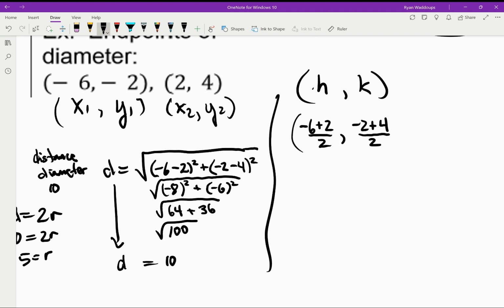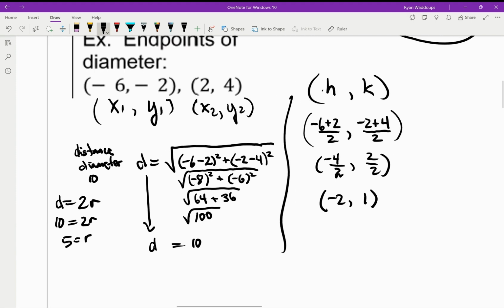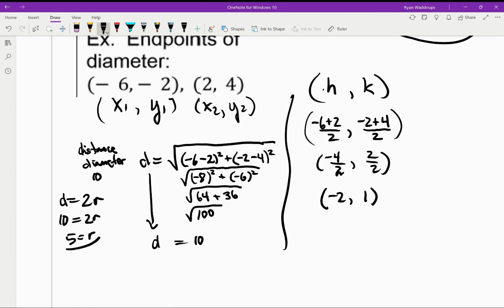And so -6 plus 2 is -4, divide by 2. And -2 plus 4 is 2, divide by 2. And we want to simplify that down as far as we can go. So -4 divided by 2 is -2. And 2 divided by 2 is 1. And so now we have what we need, that our radius is 5, and our h and k value is -2, 1.